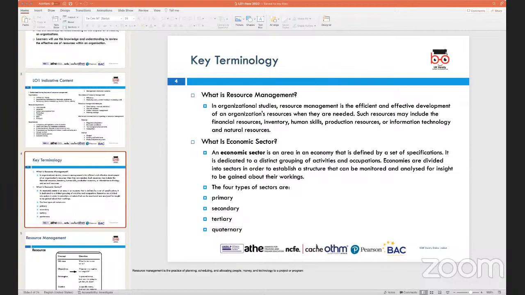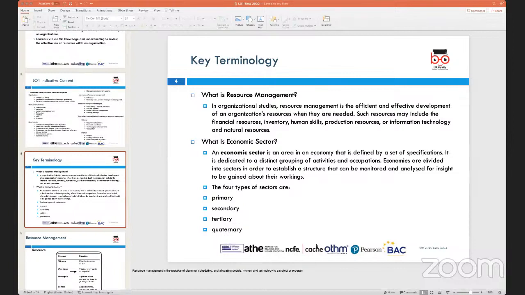Now, with that understanding, if we look at the economy, just for understanding reasons, there are 4 sectors in the economy. You have primary, secondary, tertiary, and quaternary. These classifications are typically done on the basis of what kind of goods and services the organizations actually produce.